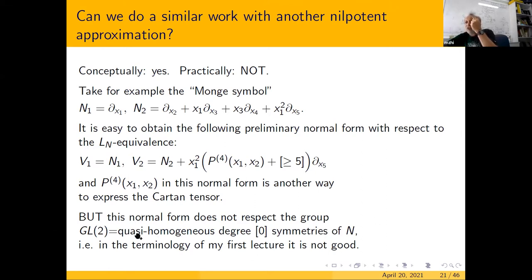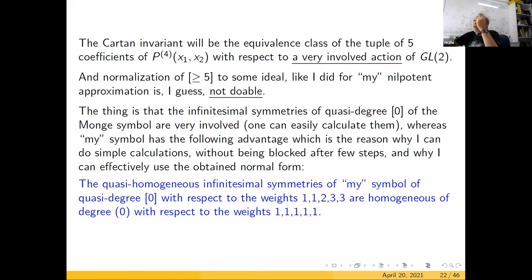And why doesn't it respect this? Because these quasi homogeneous degree zero symmetries of N are very unpleasant. They are not homogeneous, they have many nonlinear terms. You can easily calculate them. Still, you can avoid this difficulty and you can define a certain action of GL2 in the space R5, meaning the R5 coefficients of this one. But it will be a very involved action, not just a linear change of coordinates, a very involved action.